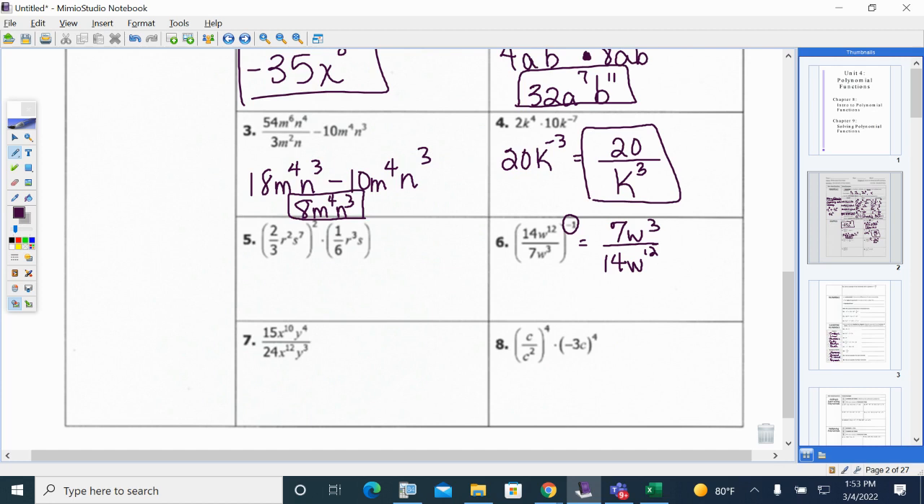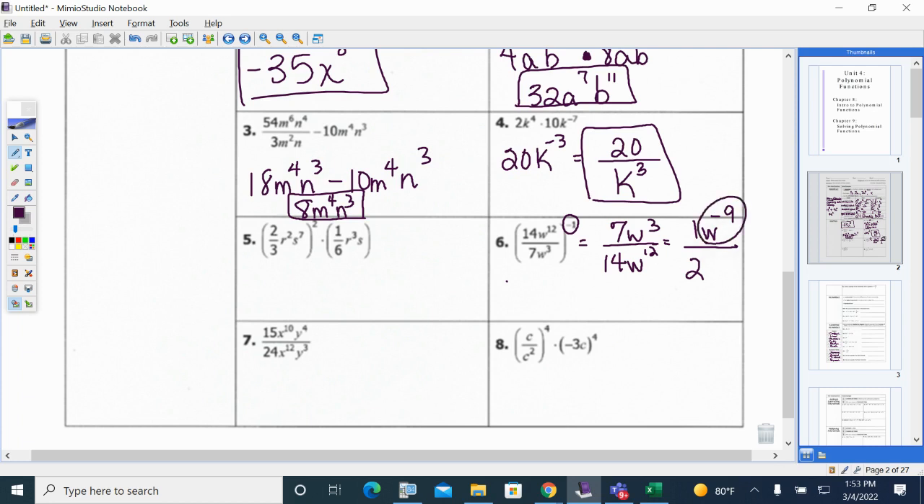And then from here, we're going to reduce the 7 and the 14, which would be 1/2. Now, I want to talk to you about these w's. So what I've been doing before is we've said to subtract. 3 minus 12 would be a w to the negative 9th power. But negative exponents are not allowed. So we would have to move that w to the negative 9.